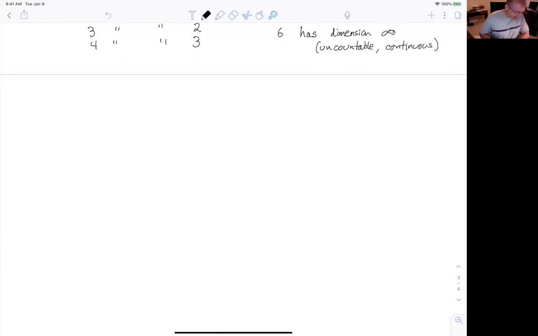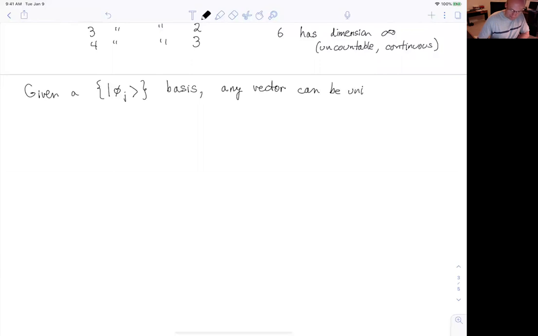Okay. So now let's say we have a basis. I'm varying my notation a lot just to show you different notations that might occur. So my basis might look like this, phi sub j, where j is some label. And so let's say that's my basis. Any vector can be uniquely written as a linear combination of basis elements. Uniquely.